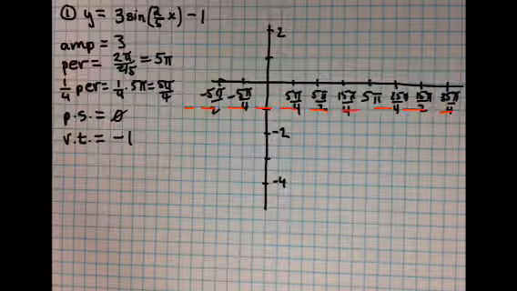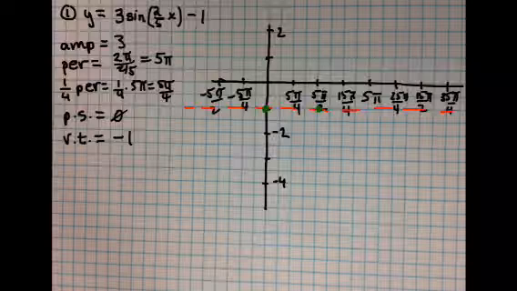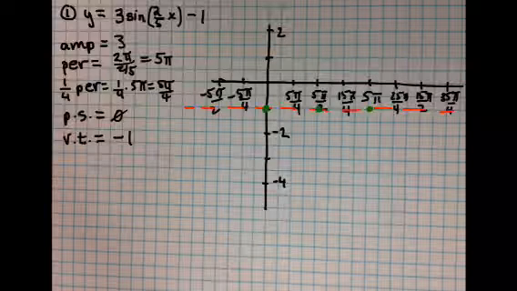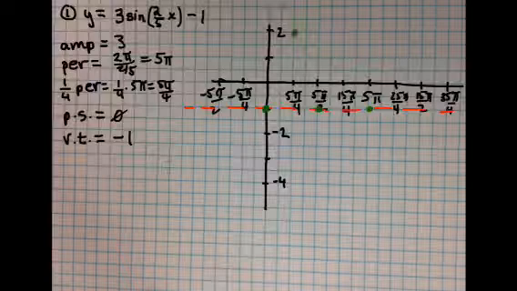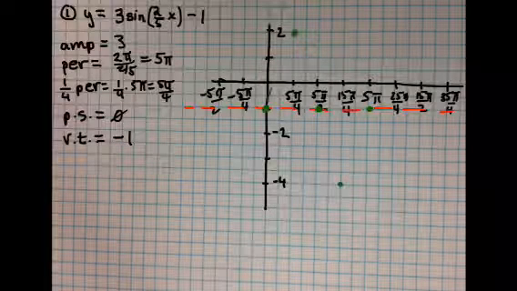Okay, it's a sine function, so it has zeros at beginning, middle, end, so that would be right here, right here, right here. Maximum is 1/4 of the period, and the amplitude is 3, so from the midline we go up 3. And for the minimum, from the midline we go down 3, and that would be at 15 pi over 4. So it'd be right here at negative 4. So here we have one period of sine.